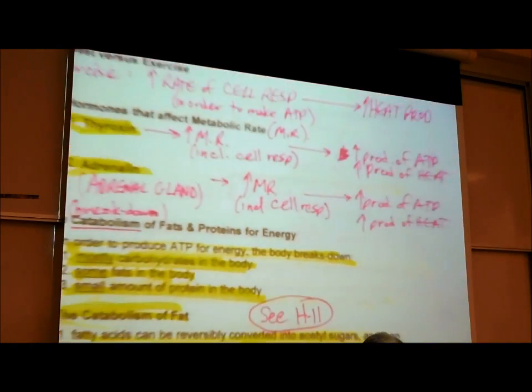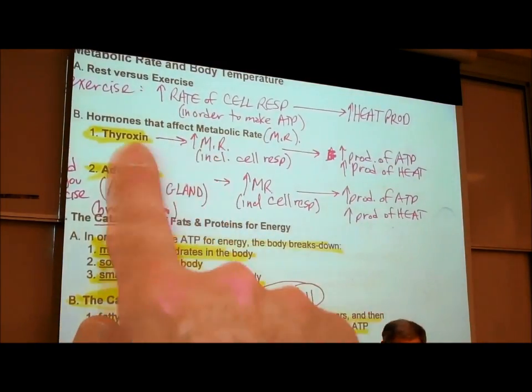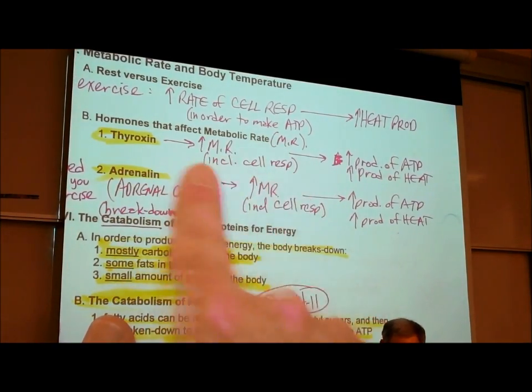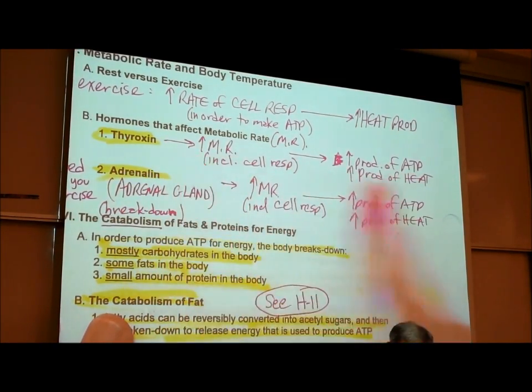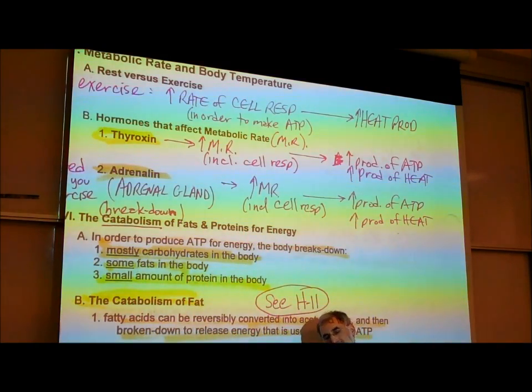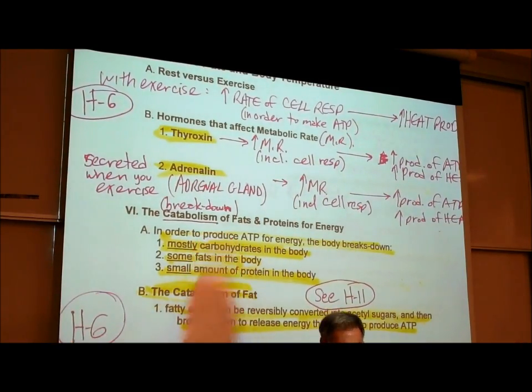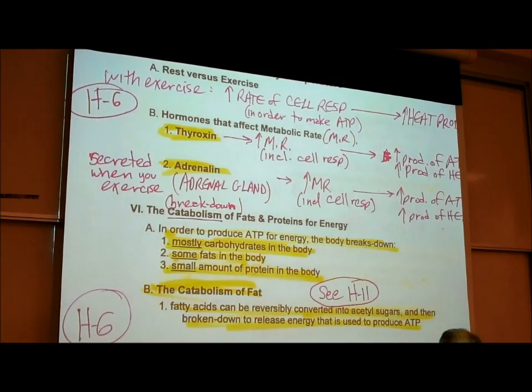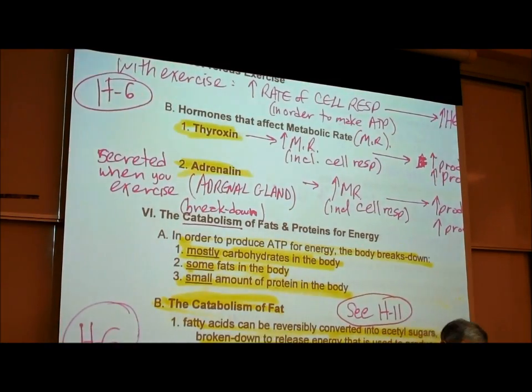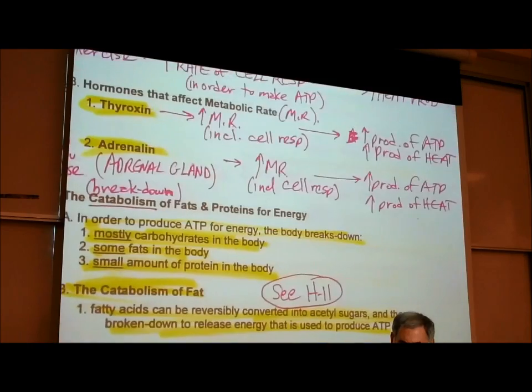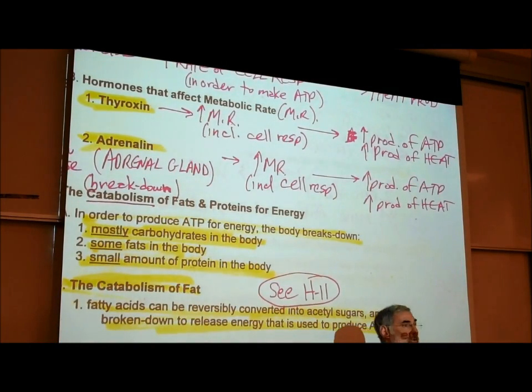Now, the question is, thyroxine is always being secreted. Your thyroid gland is always secreting thyroxine to maintain your metabolic rate and maintain the rate of cellular respiration and energy production. But the question is, when is adrenaline secreted from your adrenal gland? And as I wrote on the left, it is secreted when you exercise. So in other words, when you start to exercise, you start to secrete adrenaline or epinephrine from your adrenal gland, and that speeds up the rate of cellular respiration and increases energy production and heat production when you exercise.